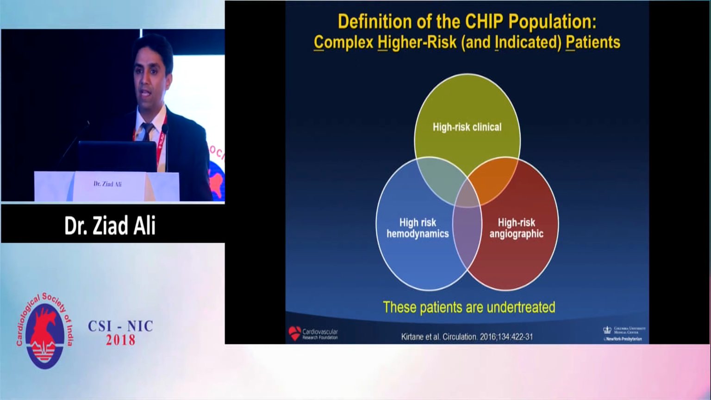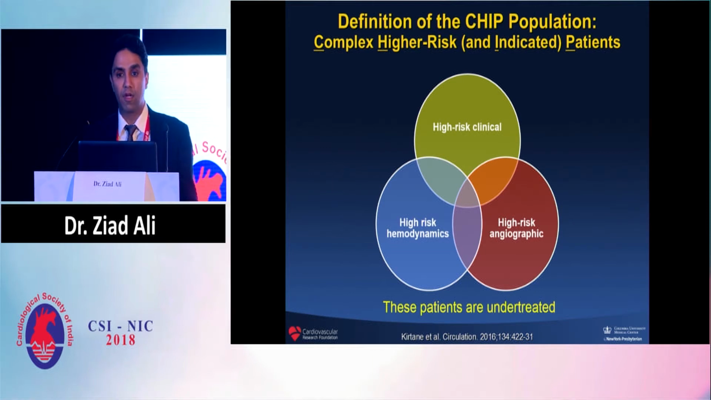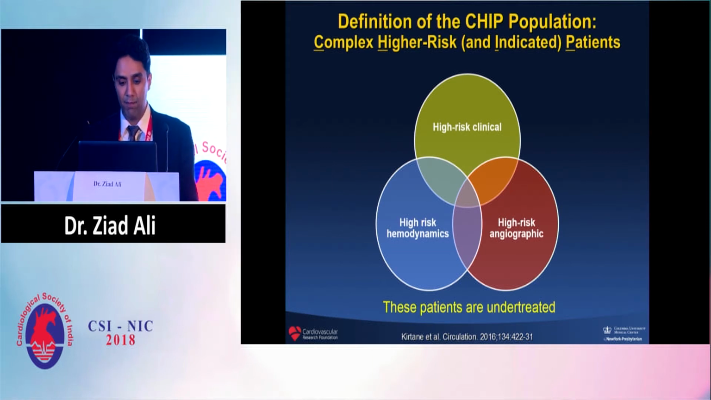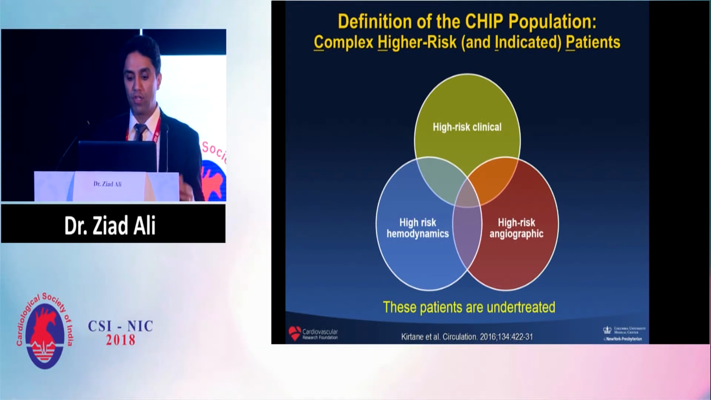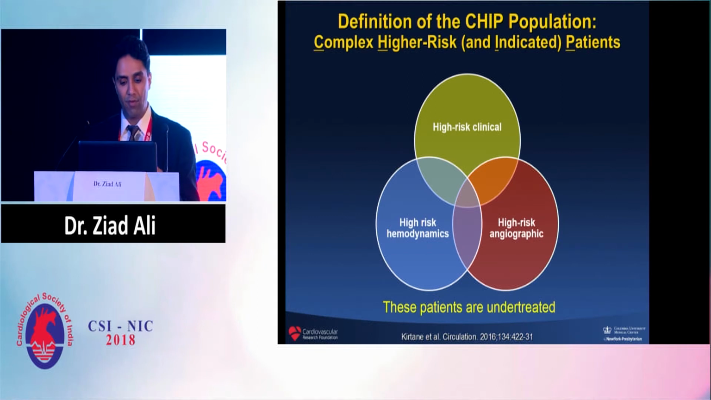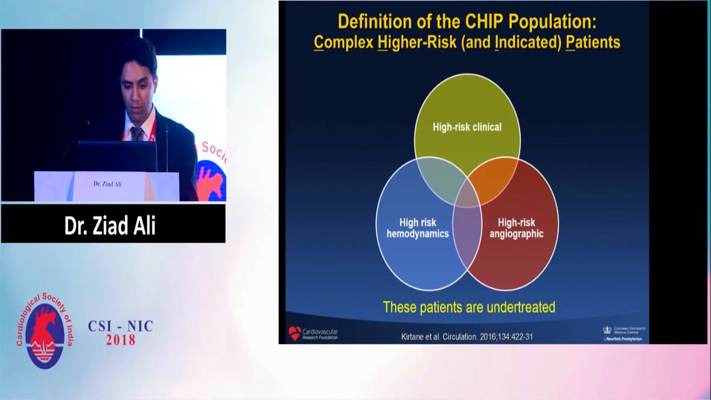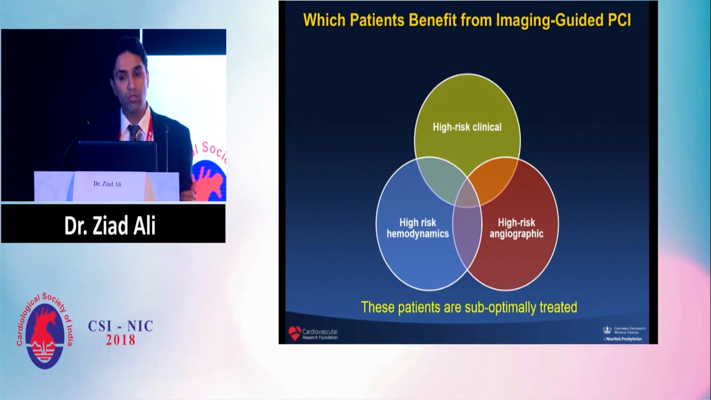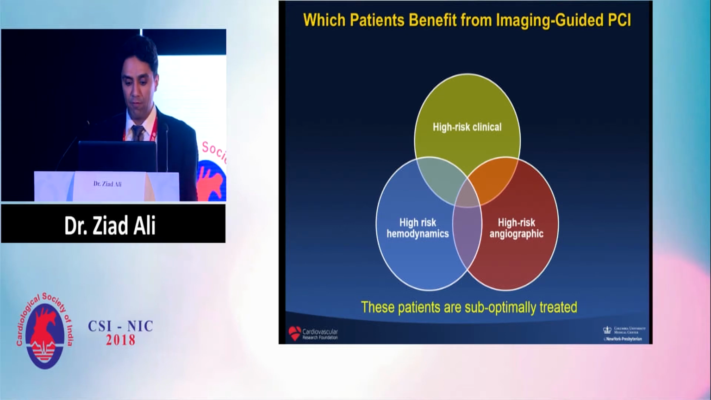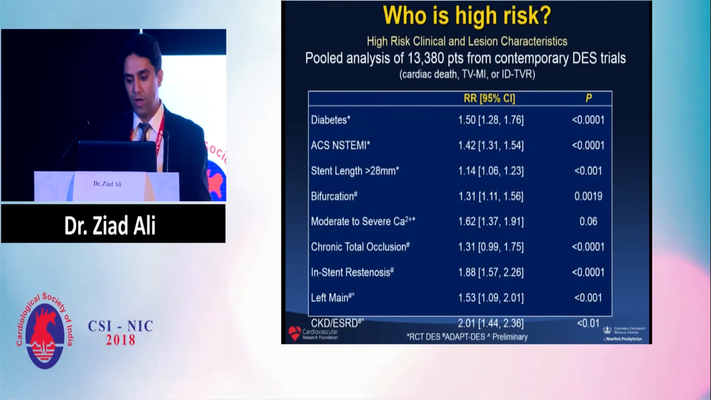But Ajay has been intricately involved in the evolution of this concept of complex, high-risk, and indicated patients, and we've somewhat divided this simplistically into high-risk clinical, high-risk angiographic, and high-risk hemodynamic features. And I think it's clear that these patients are undertreated, but it's also that these patients are the ones that benefit from imaging guidance and are suboptimally treated when they are treated. So the first question you have to ask yourself in these situations is, which patients are at risk?